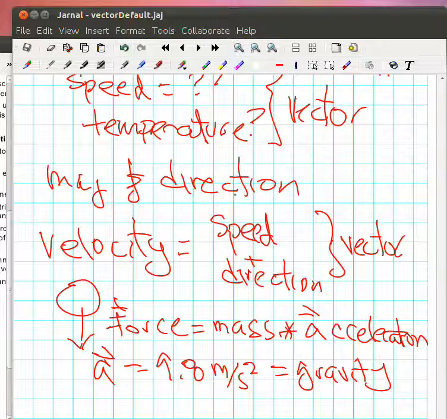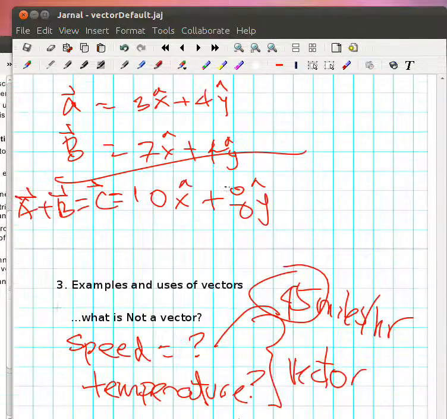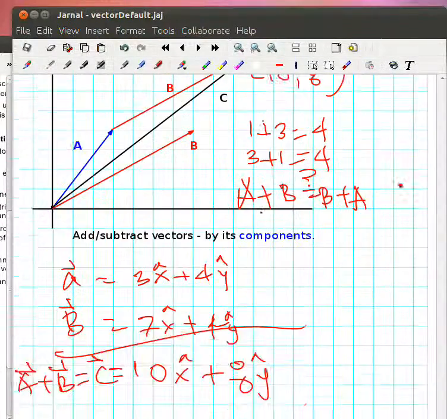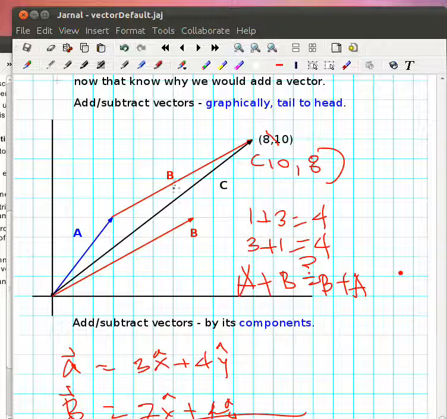And so those are some examples of vectors, and in the next series we're going to expand on more of what a vector is and how it is used, for example, in matrices.